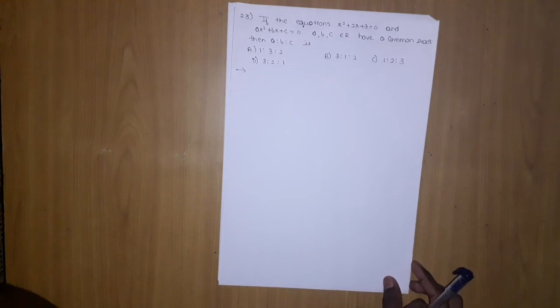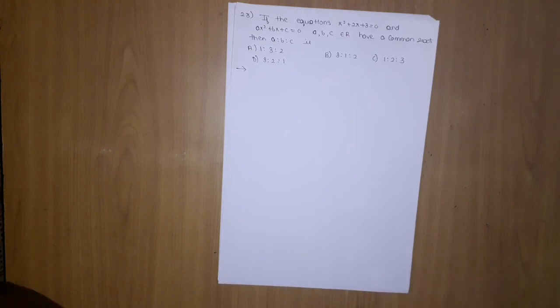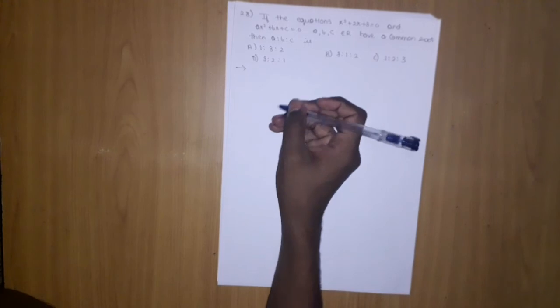The last question says: if the equation x square plus 2x plus 3 equal to 0 and ax square plus bx plus c equal to 0, where a, b, c belong to real numbers, have a common root, then a is to b is to c is? Now if you are smart enough, you will on the spot say the answer is 1 is to 2 is to 3. But let's find out how.